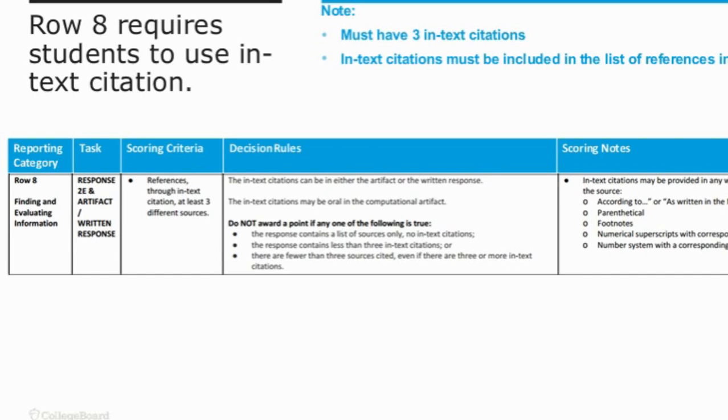Same is true for the artifact. Any images they're using, music, any videos that they're using, those all should be cited, and they can cite them in the artifact or they can cite them in the references section in 2E.